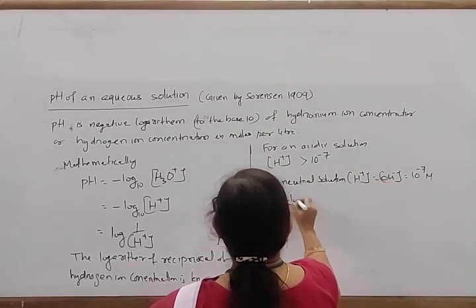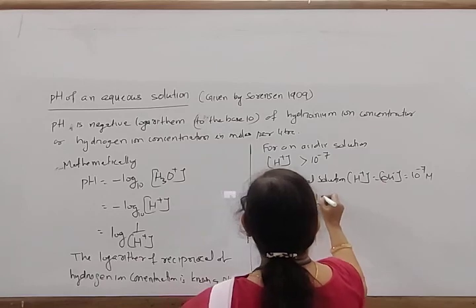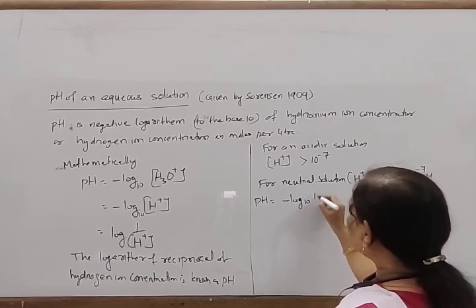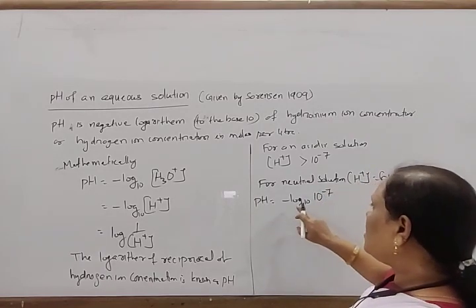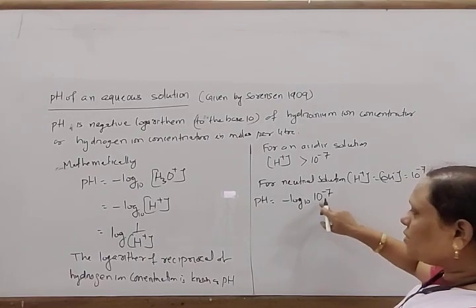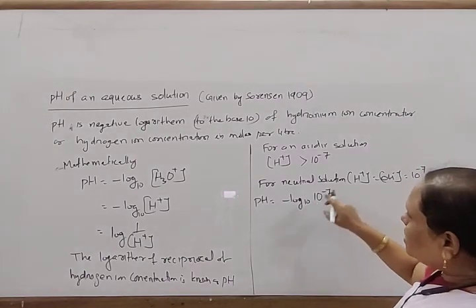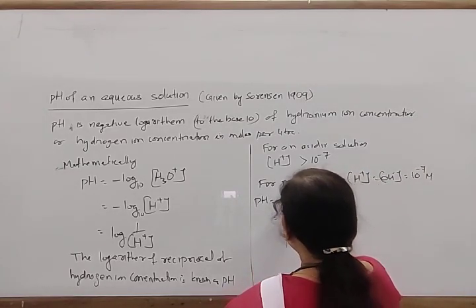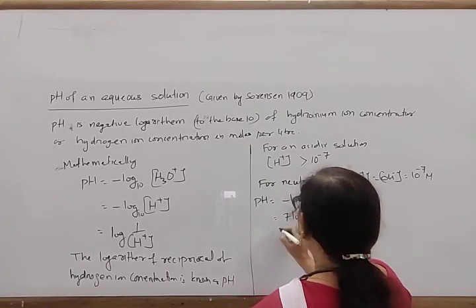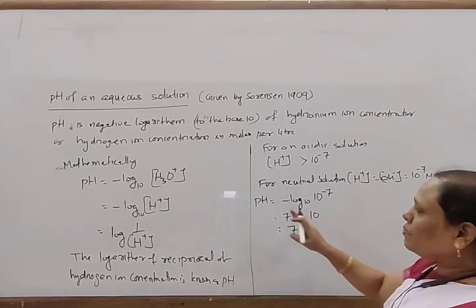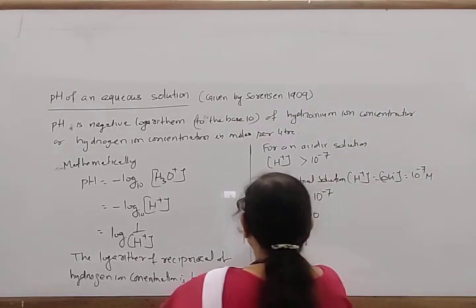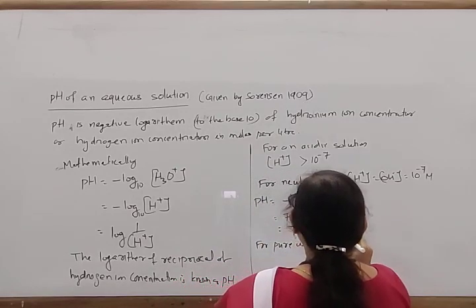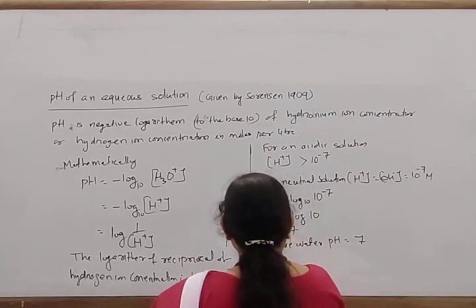This pH is minus log to the base 10 of 10 to the power minus 7. Minus log 10 to the power minus 7 is equal to 7 log 10, that is 7. So for pure water, this pH is equal to 7.